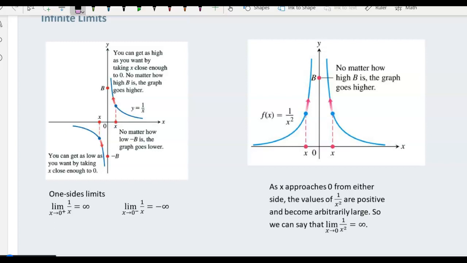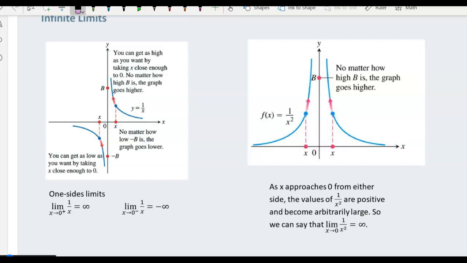infinity value. Whereas on the right-hand side, I can see that as I approach 0 from both right and left, the entire function is going up to positive infinity. So I would say that the limit approaches positive infinity.